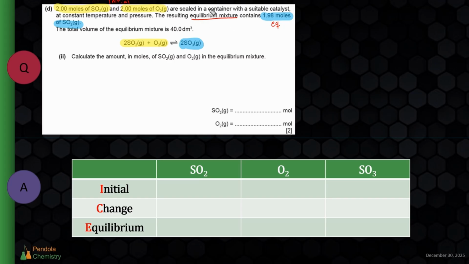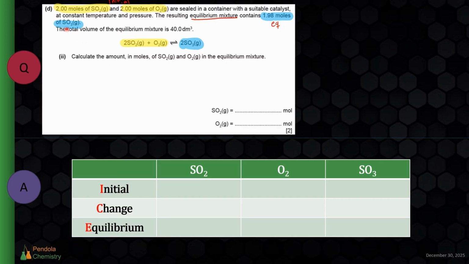We know that because the sentence about the resulting equilibrium mixture tells us that 1.98 is after equilibrium has been reached, whereas the 2 moles and the 2 moles just say they are sealed in a container. So we can assume they're sealed in a container initially, before equilibrium has happened. So if we set up an ICE table here, the very first thing we need is the SO2, O2, and SO3 in the top row, because those are our reactants and products, and then our ICE rows: initial, change, and equilibrium.